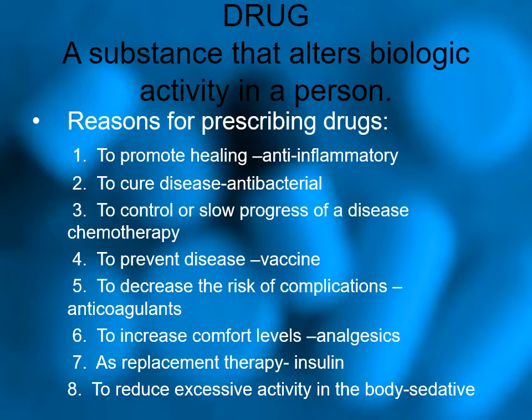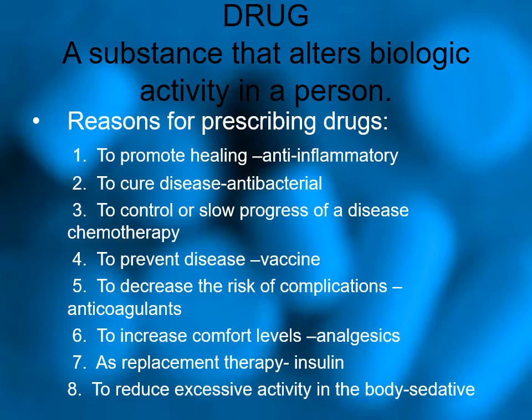Number four is to prevent disease, like taking a vaccination to prevent the flu or any other type of disease. Number five is to decrease the risk of complications, like taking an anticoagulant to prevent stroke. Six, to increase comfort levels, like taking analgesics for pain.